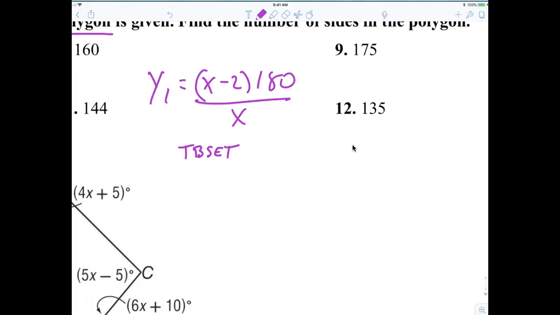What does that stand for? Come on, pay attention. Table set. I want you to go to second table set. All right? And that's like the second button on the top, I think. All right? So hit that.